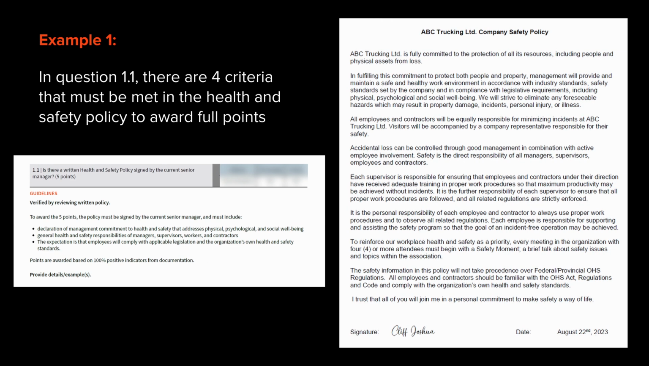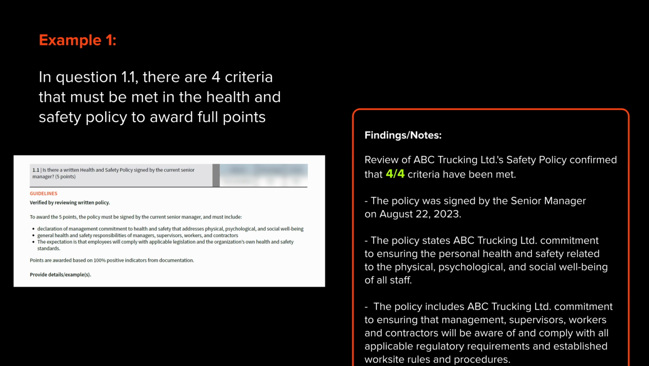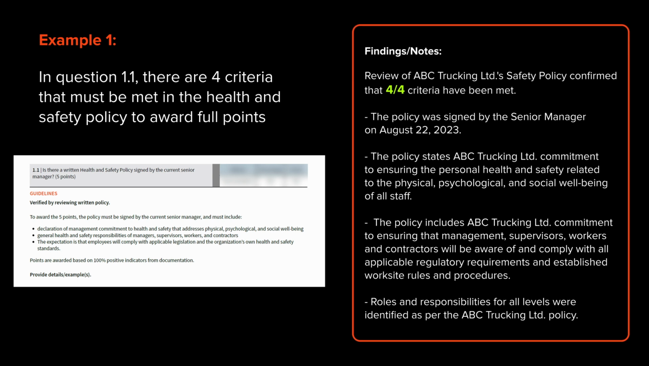In question 1.1, there are 4 criteria that must be met in the health and safety policy to award full points. The policy has been signed by the current senior manager. There is a declaration of management commitment. The general health and safety responsibilities of managers, supervisors, workers, and contractors have been noted, as well as the expectation that employees will comply with applicable legislation and the organization's own health and safety standards is noted. Auditor's notes must include quantification as a numerical value, such as 4 out of 4, to show how the score was determined.